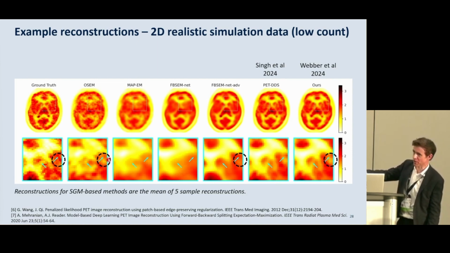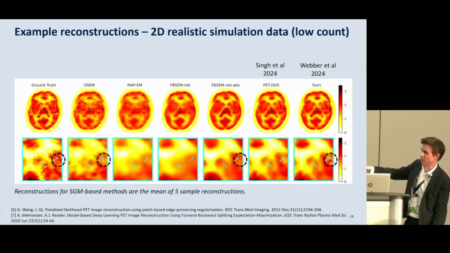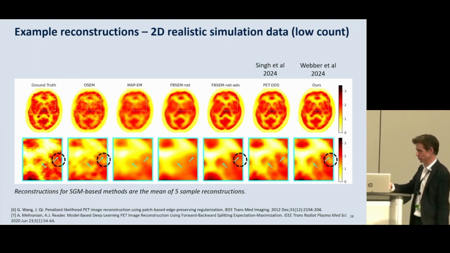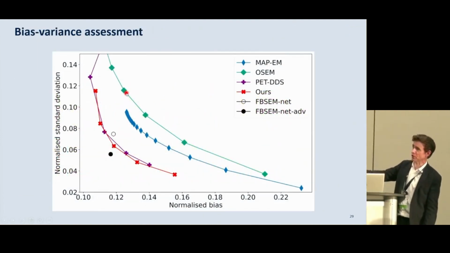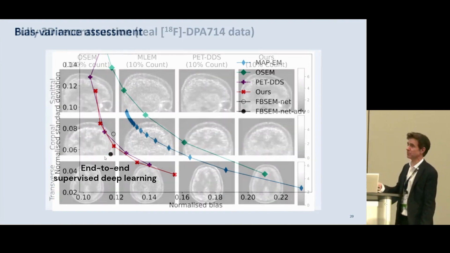Although if I look at OSEM, I can see there's a gap there. It shouldn't be there in the ground truth. And we're seeing this kind of gap there as well that could be a possible hallucination. And bias variance trade-off just shows us that these methods kind of sit nicely down here, beating the model-based methods, but not doing quite as well as the high number of trainable parameters in FBSEM net.